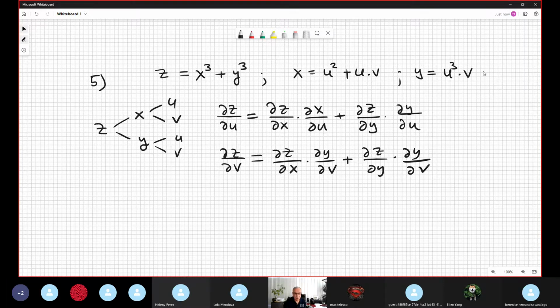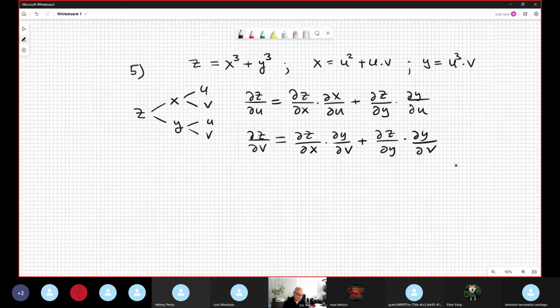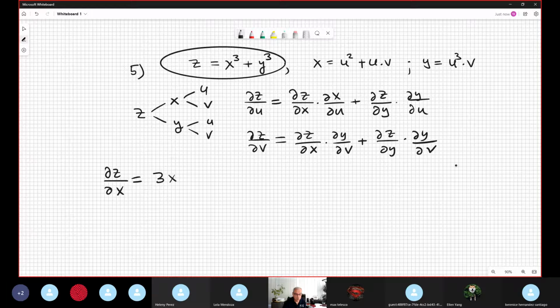Okay, so let's compute it one by one. One by one: partial z with respect to x. Here is that expression. It's obvious, it's 3x squared. Okay. So if you see some problem, let me know, right? Partial z with respect to y is similar. It's 3y squared.